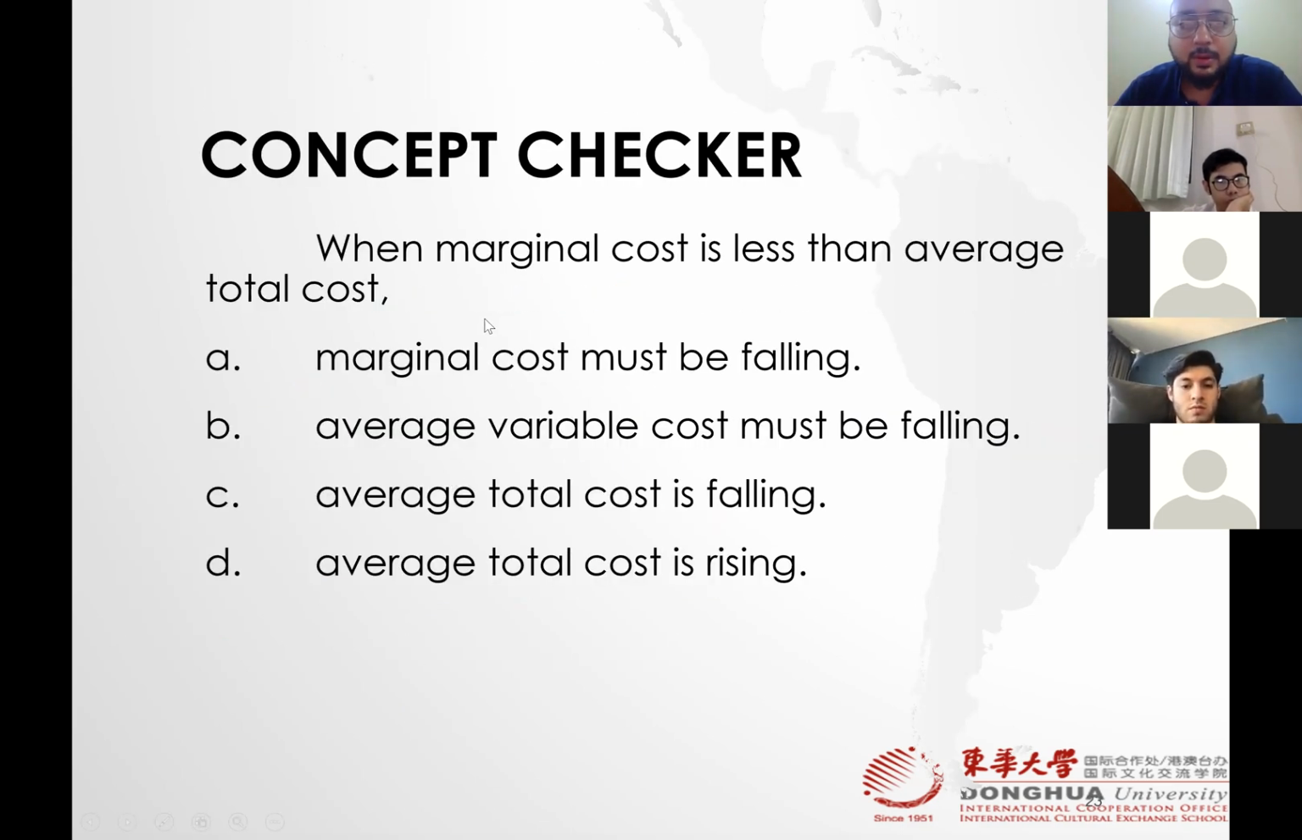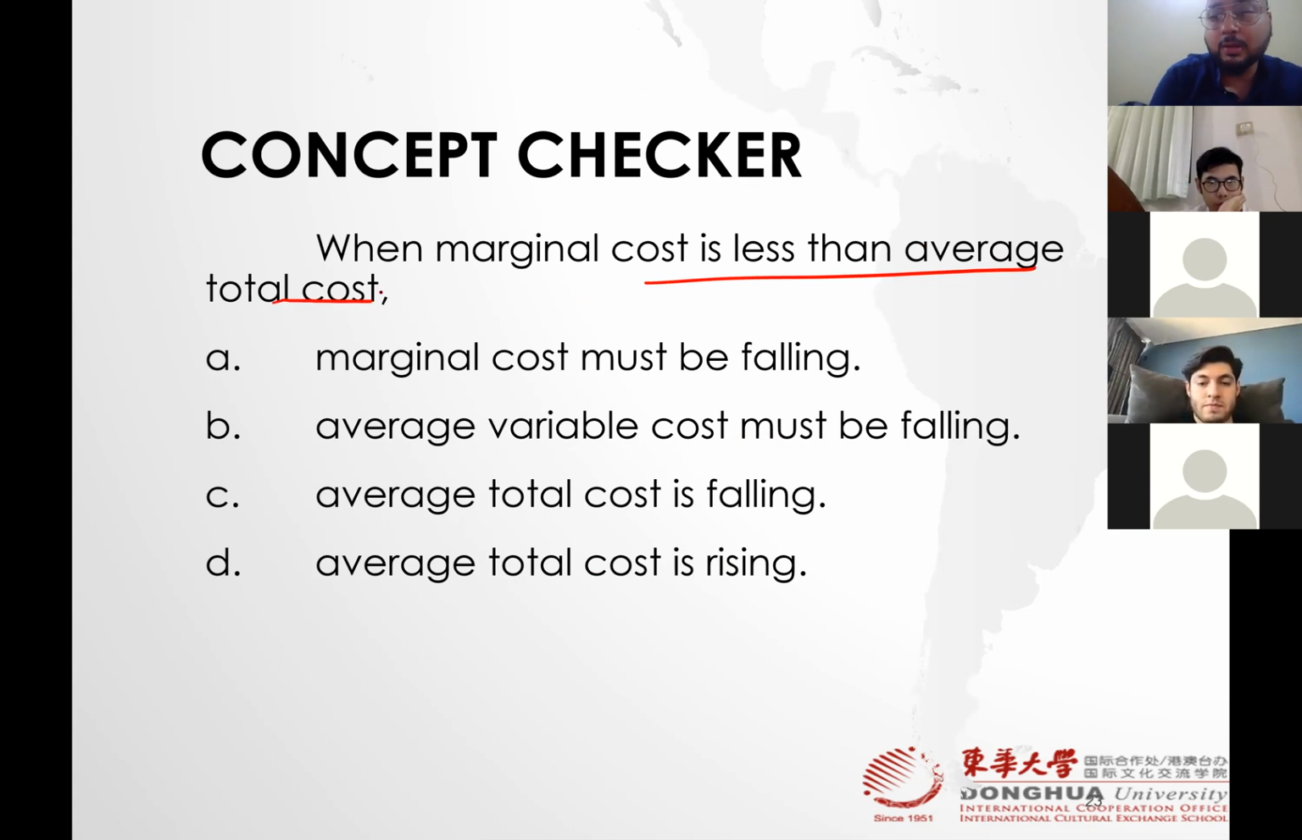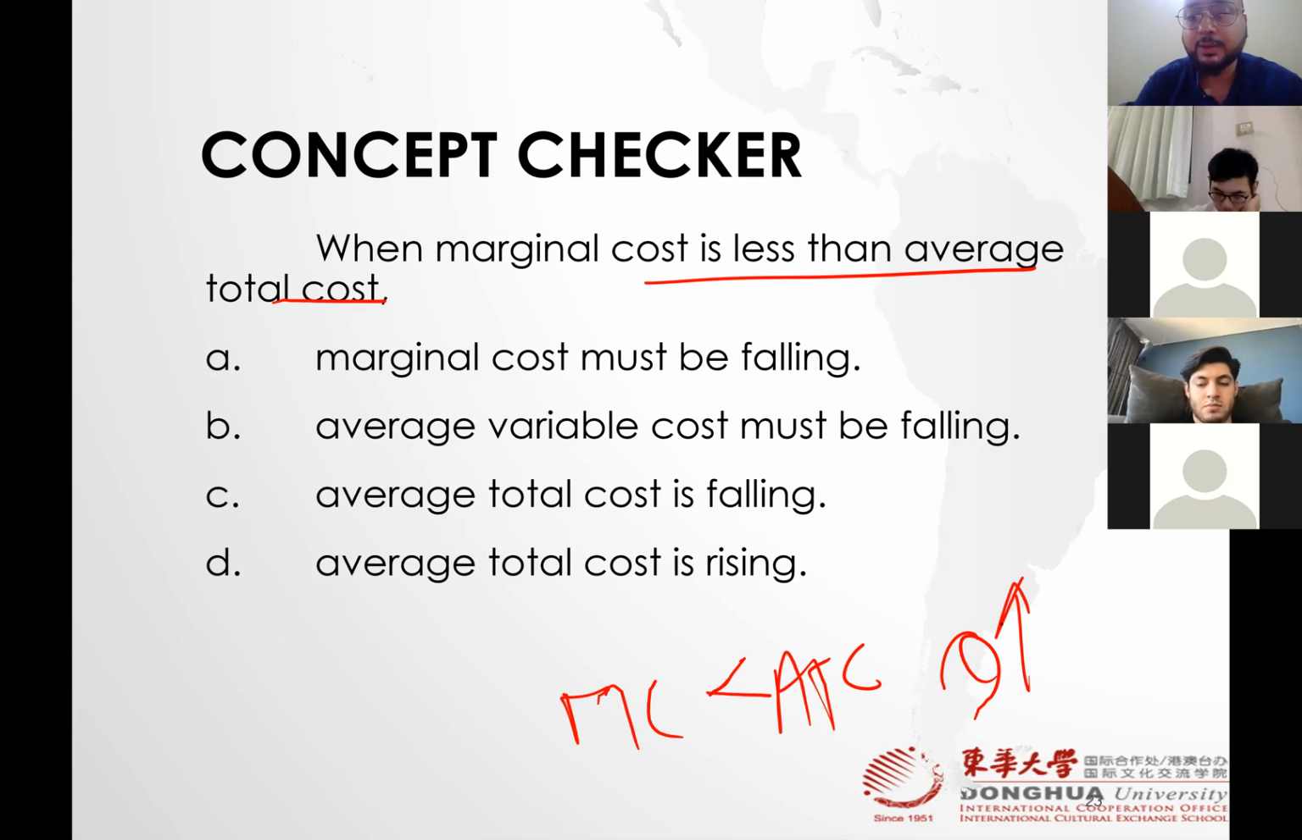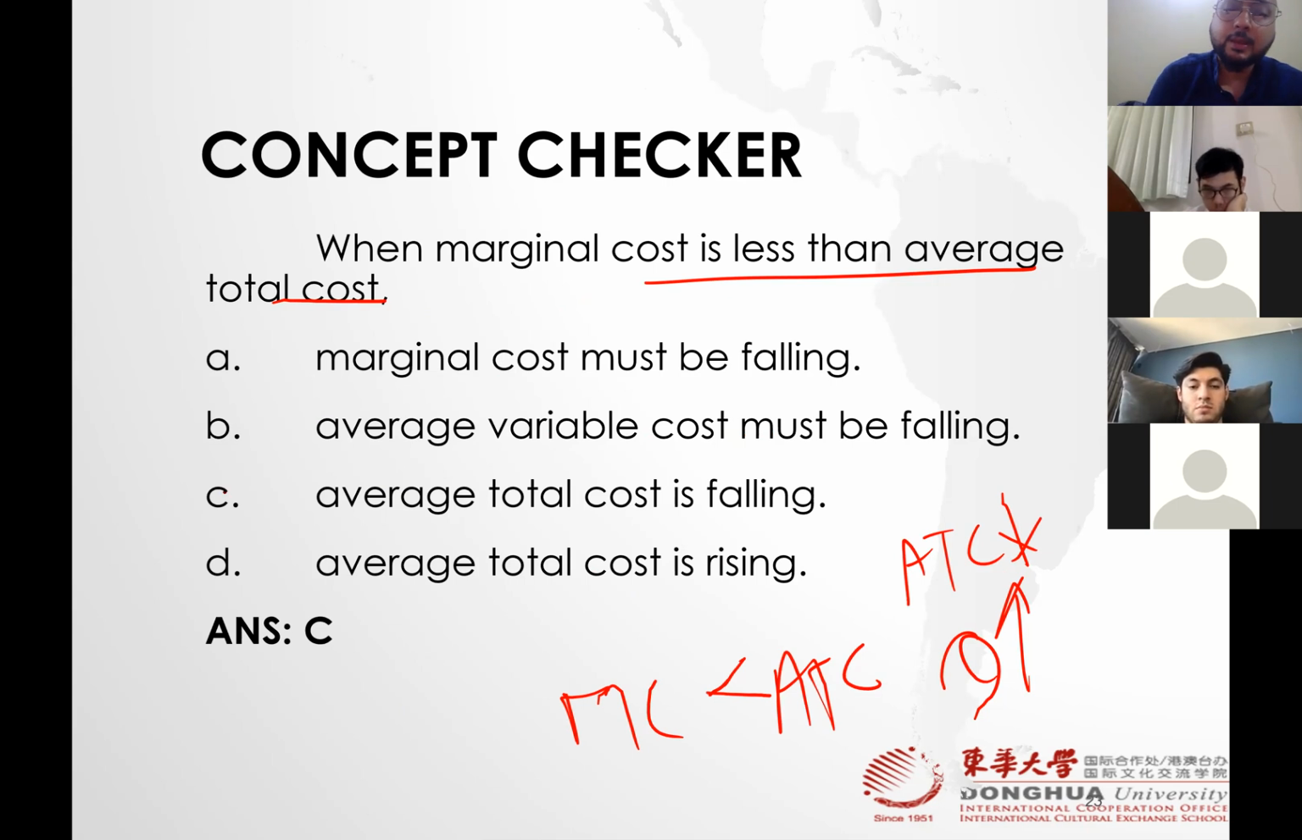We also talked about this concept checker, which is very important, which is whenever marginal cost is less than the average total cost, we just talked about that. When MC is less than average total cost, we talked about increasing the production, right? Why? Because average total cost is falling. So which one is right here? C.